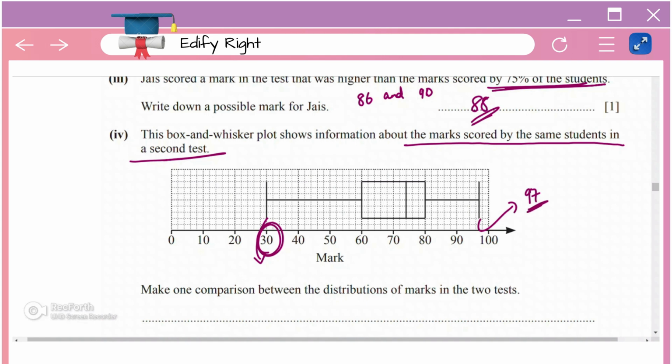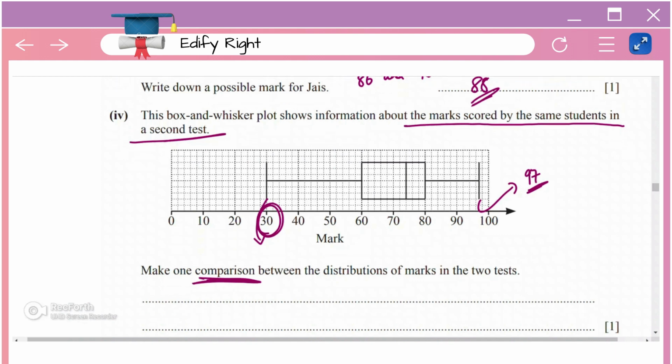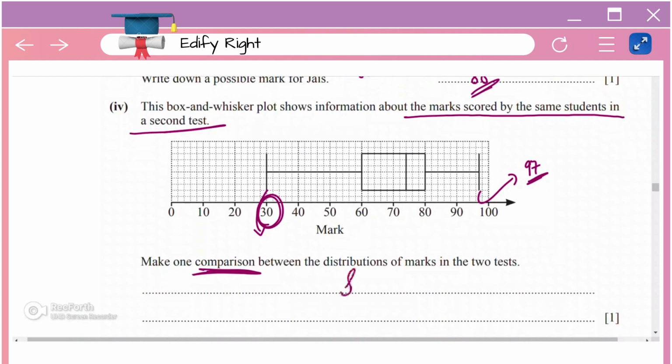So as you can see, there is a clear improvement in the marks of the students when it comes to the second test. So this is one comparison that you can make. The lowest marks and the highest marks are comparatively higher in the second box and whisker plot as compared to the first box and whisker plot. Hence, students scored better on average in the second test.